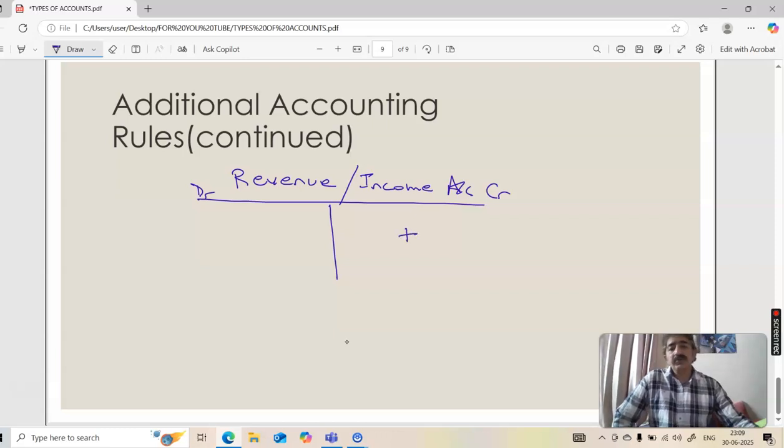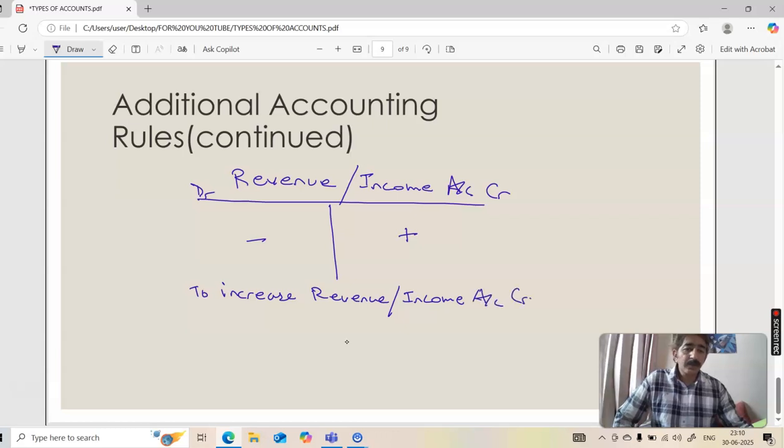Now here the rule is, let's focus on the rule. Positive sign comes on the credit and the negative sign comes on the debit. Therefore, how do we put it? To increase revenue or income account, credit it. To decrease revenue or income account, debit it.